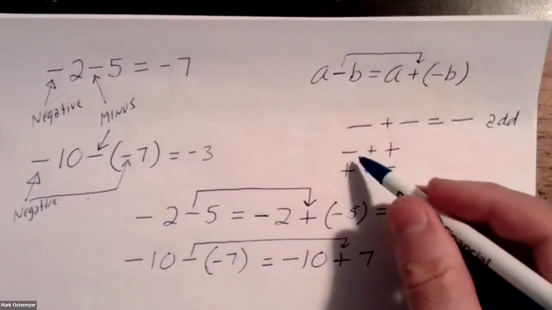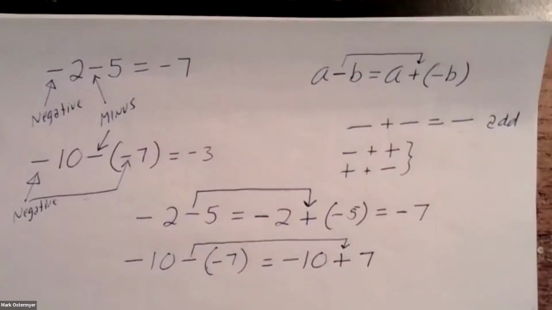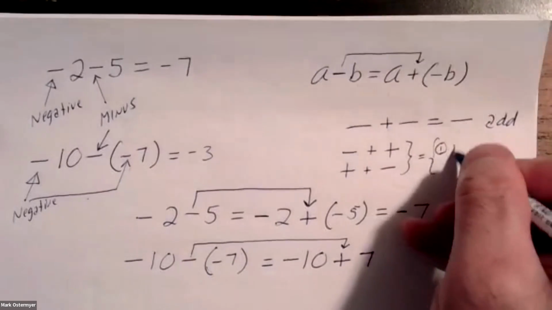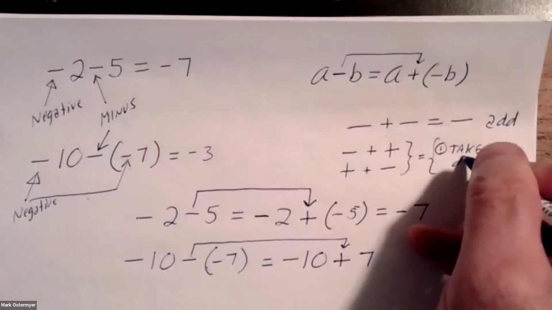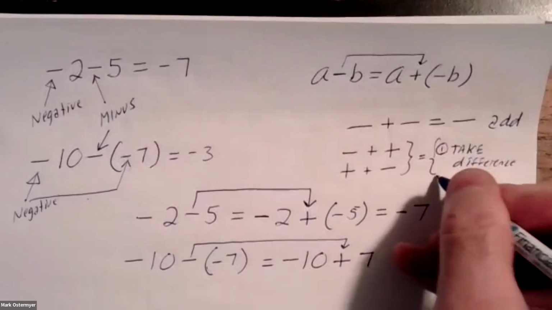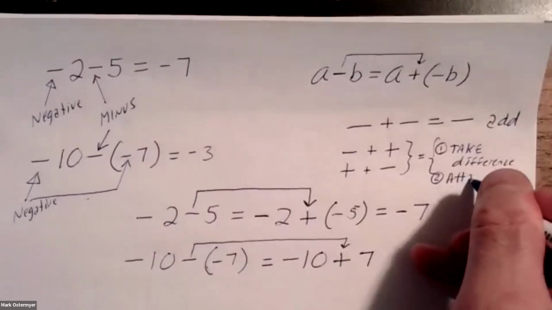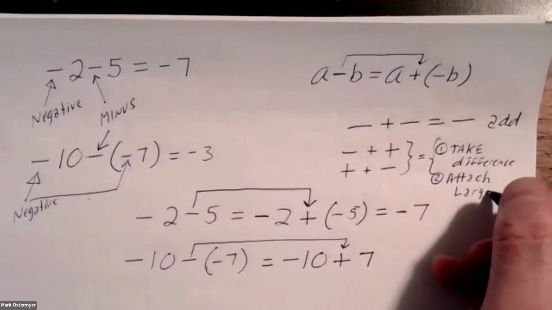A negative added to a positive, or if you add a positive to a negative. In other words, when you add numbers together that have opposite signs, the rule is this. Step number 1 of this rule is you take the difference between the numbers. You don't add them together, you take the difference between them. And the second step of this rule says you attach the sign to your answer that's in front of the larger of your 2 numbers. I just like to say attach larger sign.